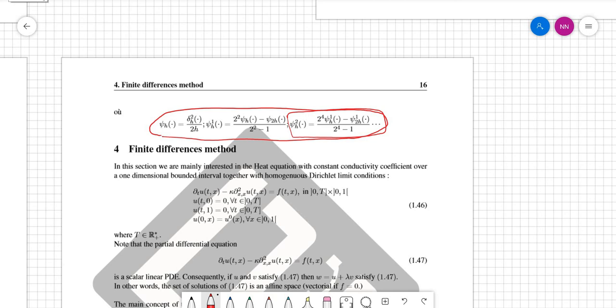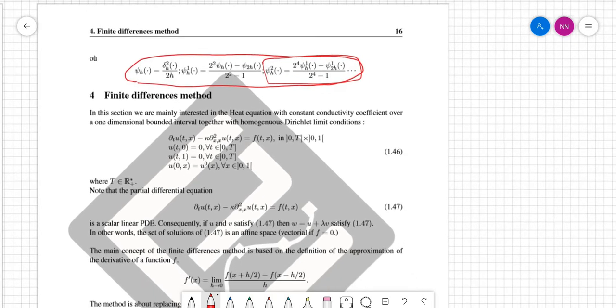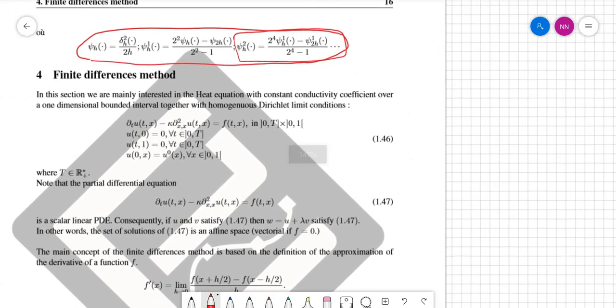Okay, so the next video will be talking about the finite differences method, which is the main interest of this chapter.